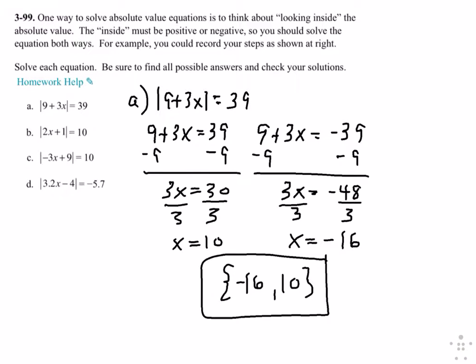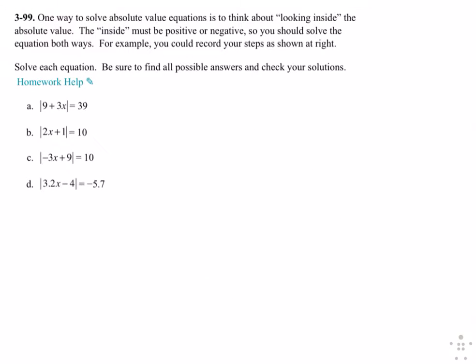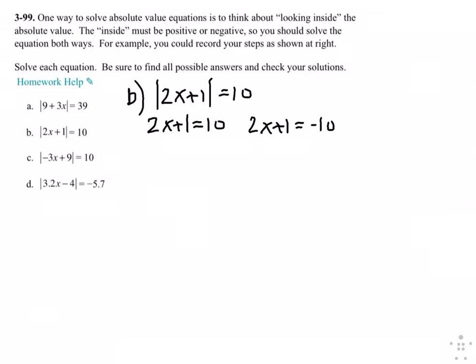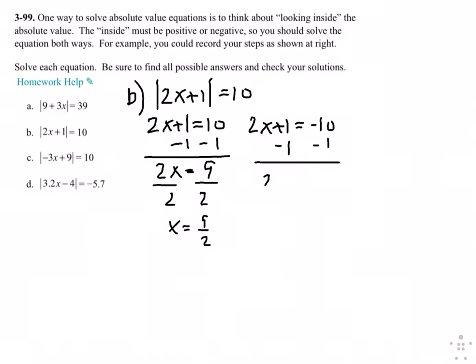Okay, the next one, B, let me make some space. I have the absolute value of 2x plus 1 equals 10. So I have 2x plus 1 equals 10, and 2x plus 1 equals negative 10. So subtract 1 from both sides, right? Minus 1. I have 2x equals 9. Divide both sides by 2, and I get x equals 9 halves. Next one, subtract 1 from both sides. 2x equals negative 11. Divide both sides by 2, and I get x equals negative 11 halves.